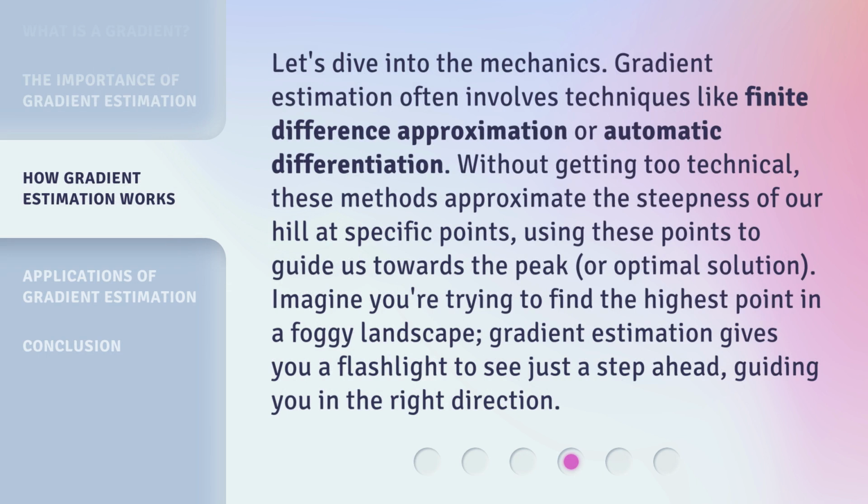Let's dive into the mechanics. Gradient estimation often involves techniques like finite difference approximation or automatic differentiation. Without getting too technical, these methods approximate the steepness of our hill at specific points, using these points to guide us towards the peak, or optimal solution. Imagine you're trying to find the highest point in a foggy landscape. Gradient estimation gives you a flashlight to see just a step ahead, guiding you in the right direction.